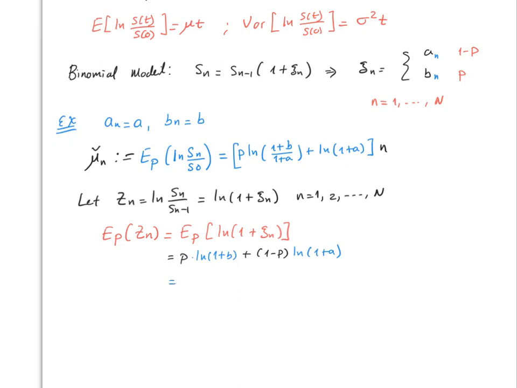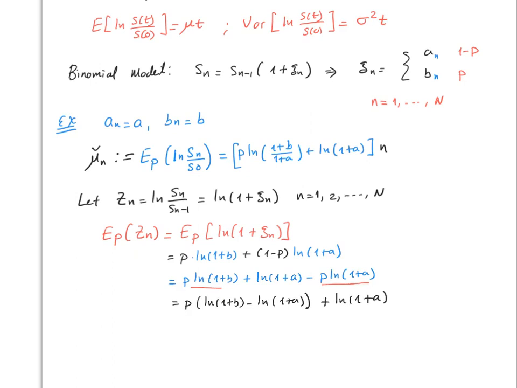Which, if we simplify, is the same thing as P times ln of 1 plus B plus ln of 1 plus A minus P ln of 1 plus A. We can factor the P from both of these, and then you will end up with P times ln of 1 plus B minus ln of 1 plus A, plus ln of 1 plus A.